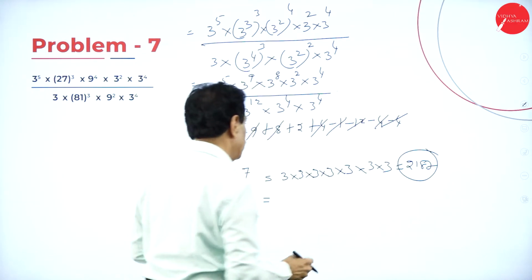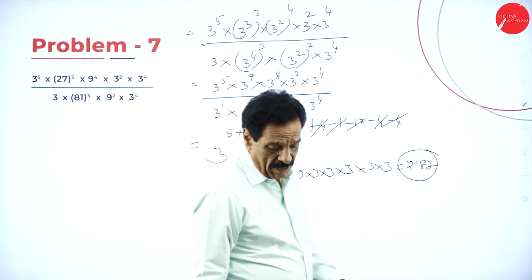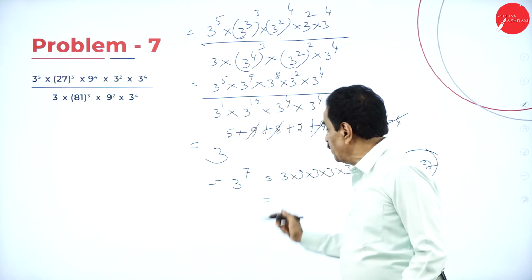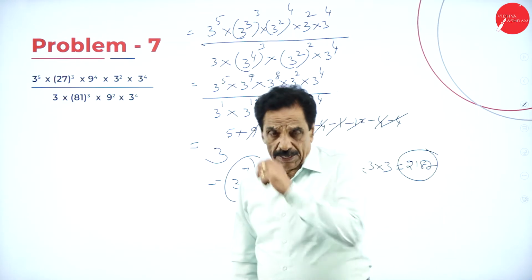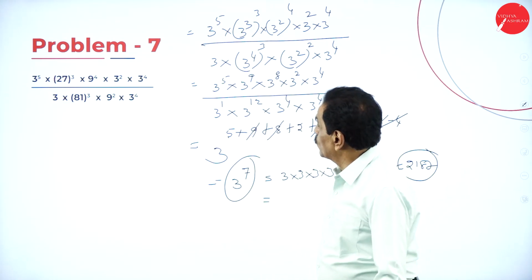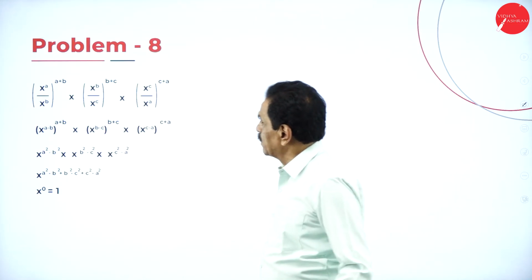Multiplication, 7 times. 1, 2, 3, 4, 5, 6, 7 times. I took the base. If you write 3 to the power of 7 in the exam, you will get the marks for that. We'll go to the next one, 7th is over. We'll go to the 8th one.